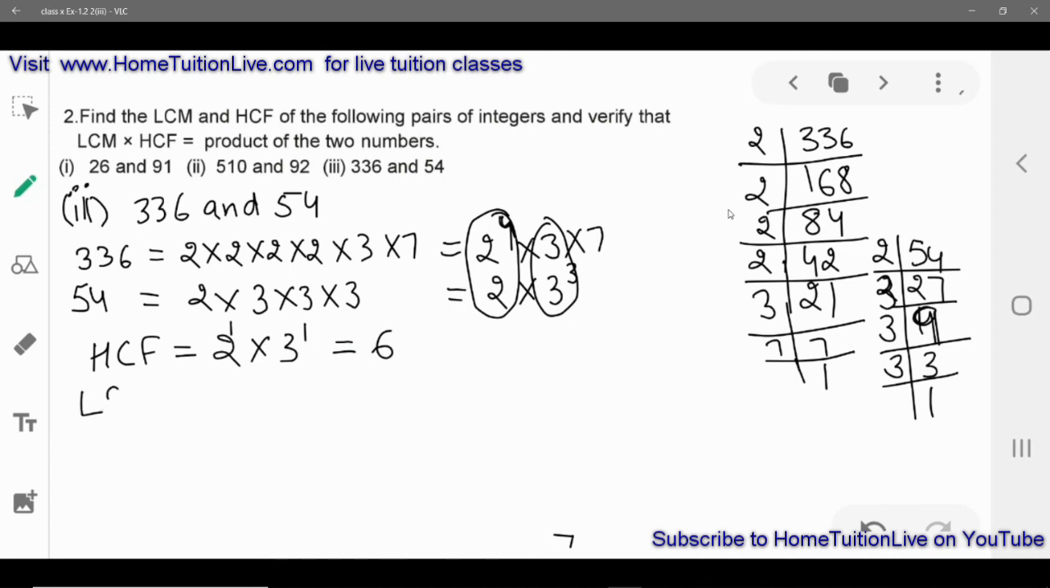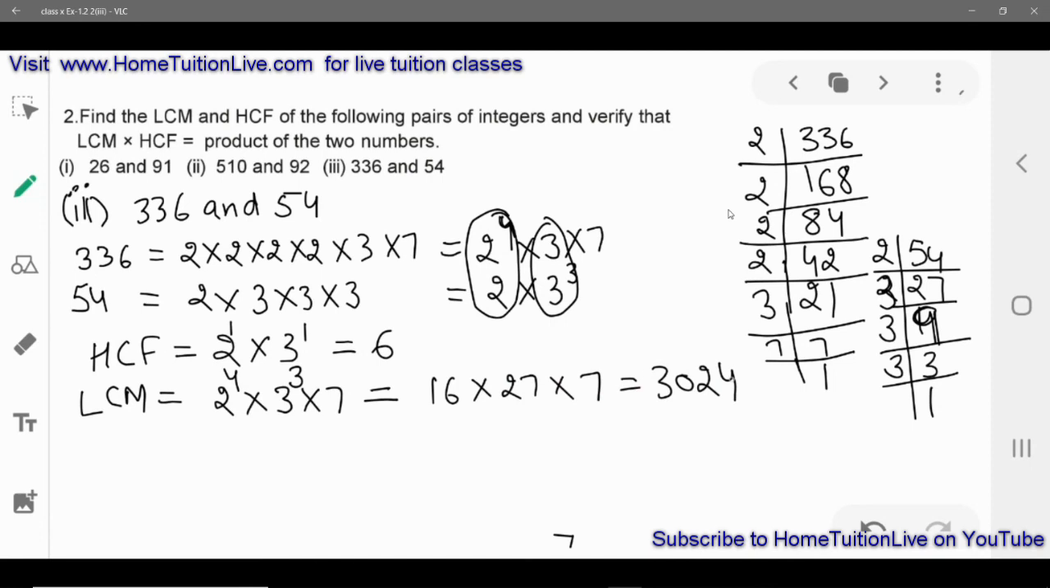Now LCM. We will write all the prime numbers involved in this. Here 2 into 3 into 7. Now the greatest power of 2 is 4, the greatest power of 3 is 3, and of 7 is 1. So we will solve this, and we will get 16 into 27 into 7, and this is 3024. When we multiply this, we will get 3024. So the LCM of 336 and 54 is 3024.